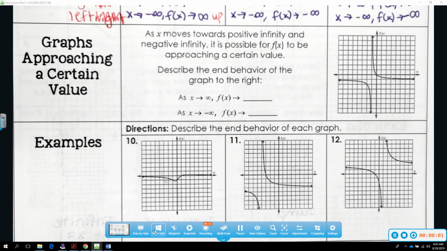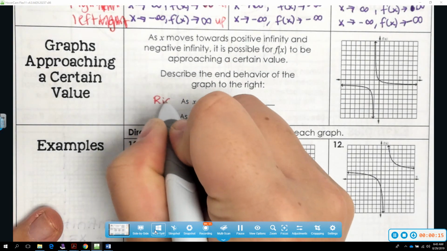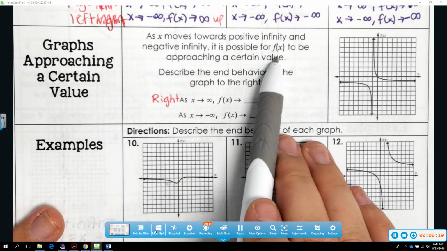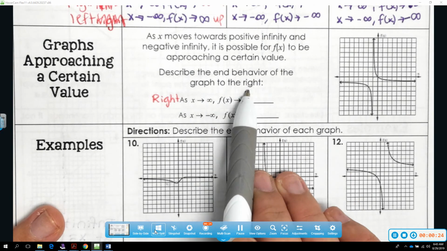Okay, so now we're going to be talking about graphs approaching a certain value. Rather than just going straight up and straight down, it might be approaching a number. So for this right here, as x moves towards positive infinity, remember positive infinity means that it's going right. As x goes right, it is possible for f of x to be approaching a certain value. Describe the end behavior of the graph to the right.